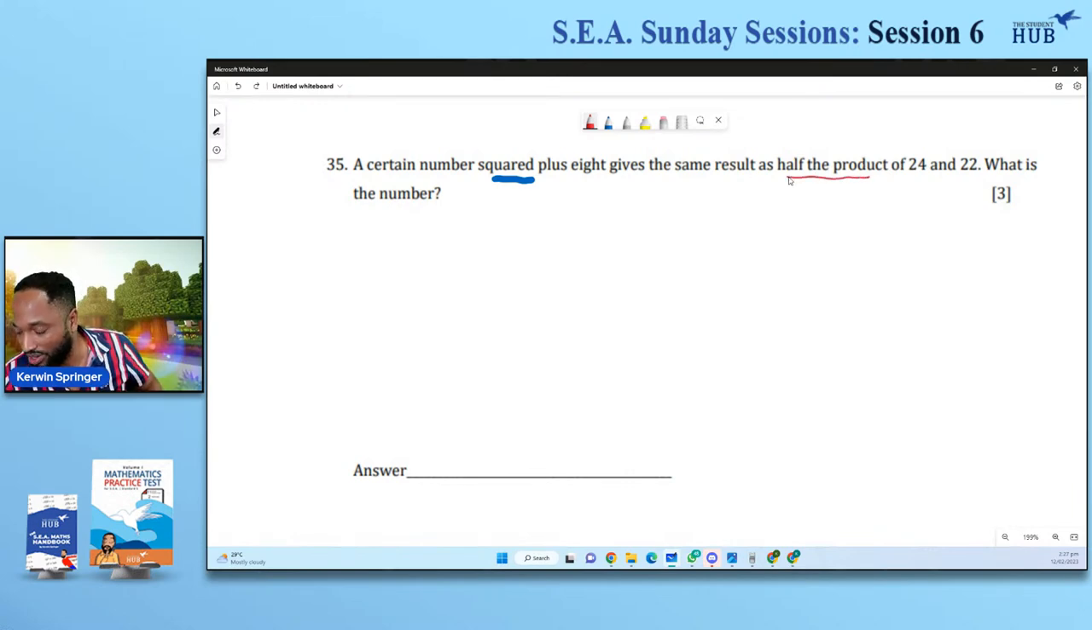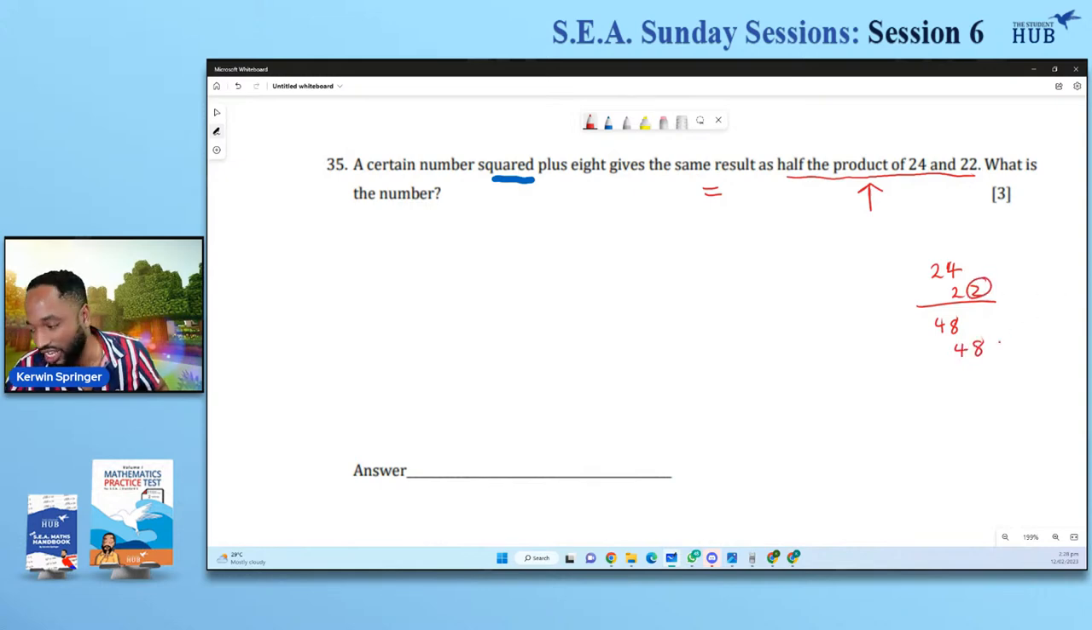Half the product of 24 and 22. So it needs to be equal to half the product of that. Let me deal with this part here first. So listen up, everybody. The product of 24 and 22. Anytime you have to multiply a number with two of the same digits, use the one underneath. Because here's what you'll do: 2 by 4 is 8, and 2 by 2 is 4, 48. And once you get this, you can just shift it and put it back there because you know you're dealing with the same digit again. I surely know that shortcut.